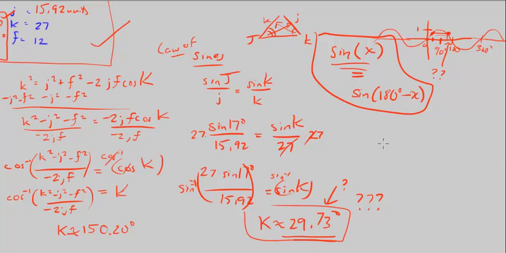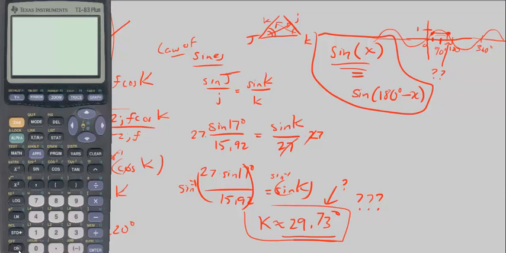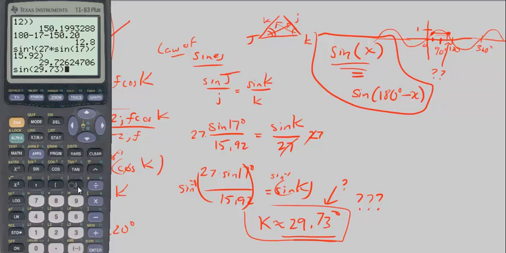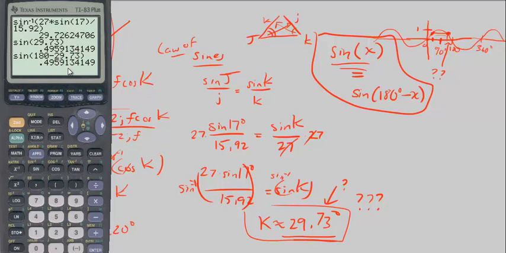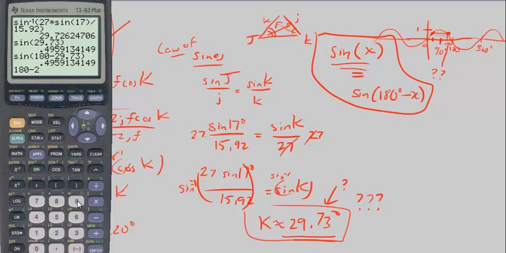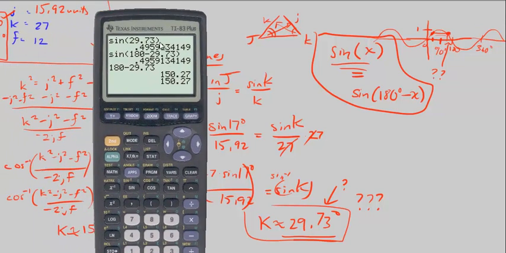So let's see if that works. Sine of 29.73 is equal to what? Let's bring out our calculator. Sine of 29.73 is equal to 0.4959, okay? So if we take the sine of 180 degrees minus 29.73, what do we get? We get the same thing. So what is 180 degrees minus 29.73? We plug that in, and we get 150.27.